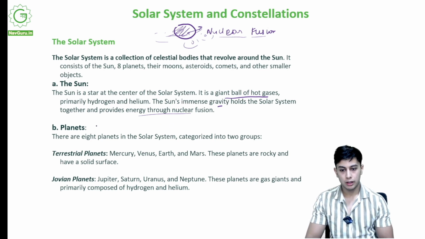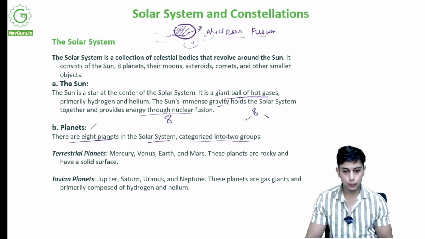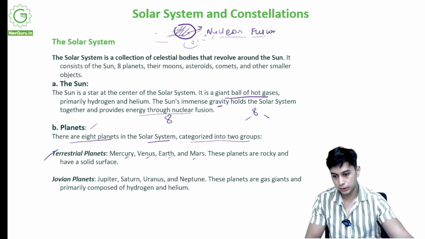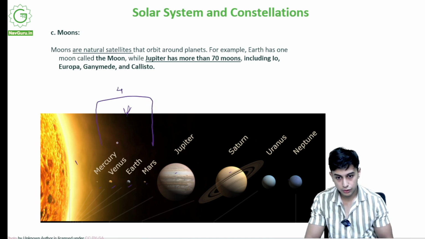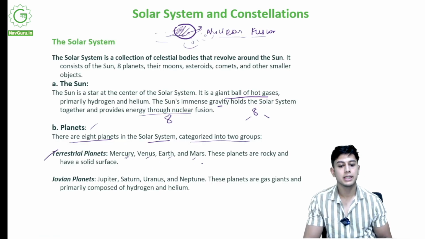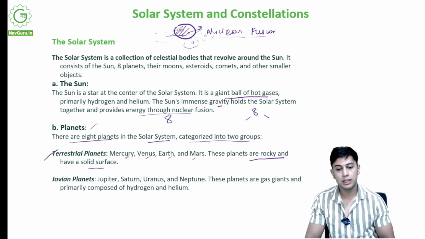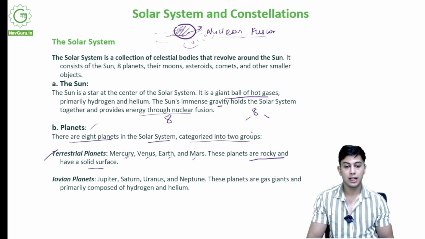Now we consider planets. There are 8 planets in the solar system. These 8 can be divided into 2 groups. First is terrestrial planets. What are terrestrial planets? The first 4: Mercury, Venus, Earth, Mars. Let me show you. These first four, from here to here: Mercury, Venus, Earth and Mars. These are terrestrial planets. These planets are rocky and have a solid surface. So the planets with a solid surface and rocks all over them are terrestrial planets.